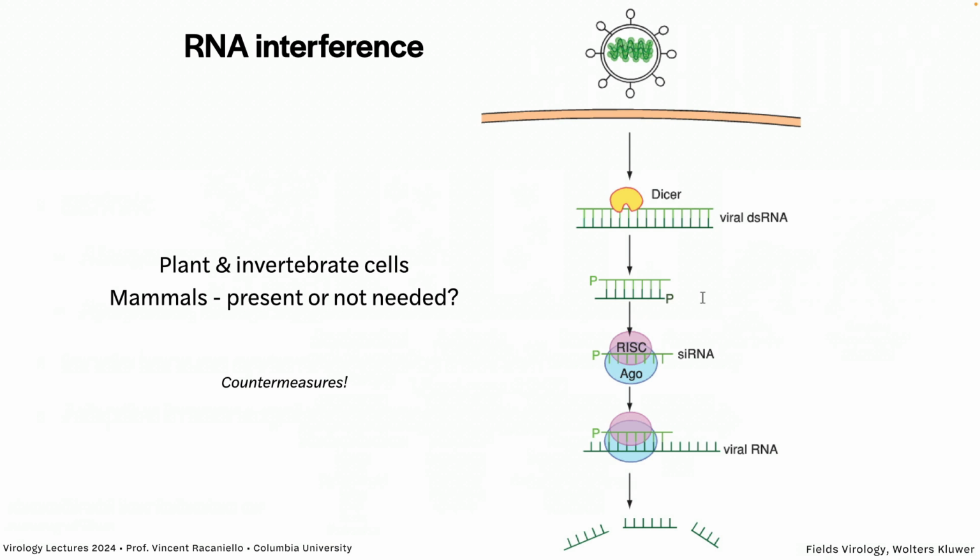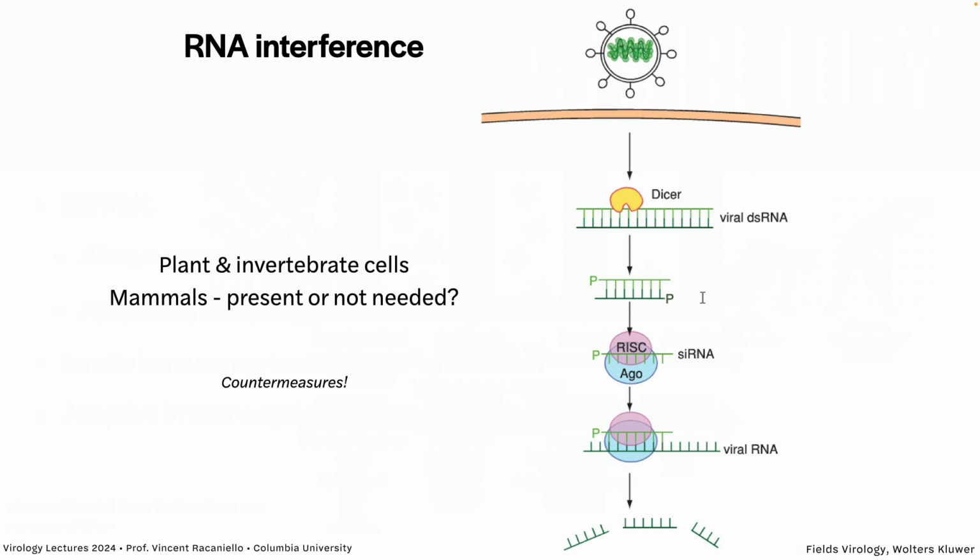So let's look at a couple of examples of intrinsic defenses. One of them is RNA interference, which is a big defense in plant and invertebrate cells. Whether it's a big defense in mammals is not yet clear. There's some controversy in the field. This is a nucleic acid-based defense, right? And that's because plants and invertebrates don't have antibodies. So maybe that's why they rely on it more than do mammals.